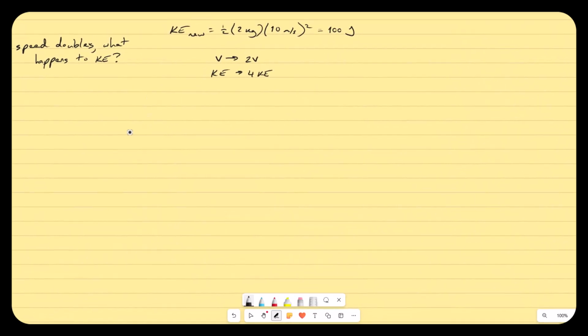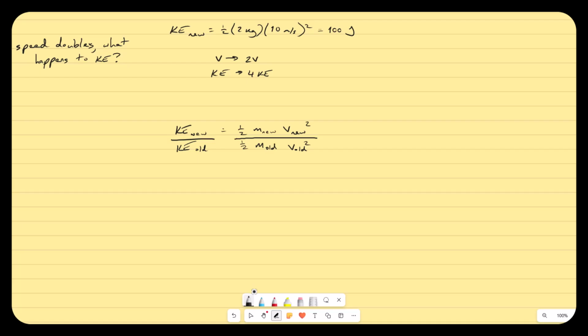That's fine. The other way we could do this, and this is a strategy that's worth having, is this. Kinetic energy new is half m new v new squared. Kinetic energy old is half mass old v old squared.